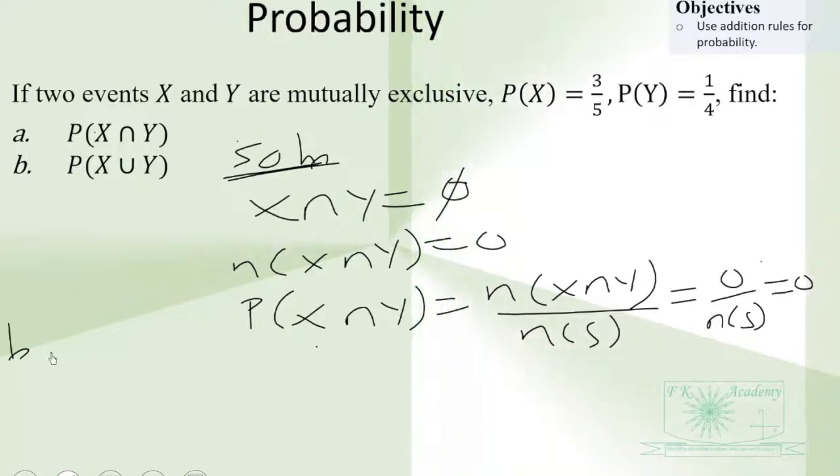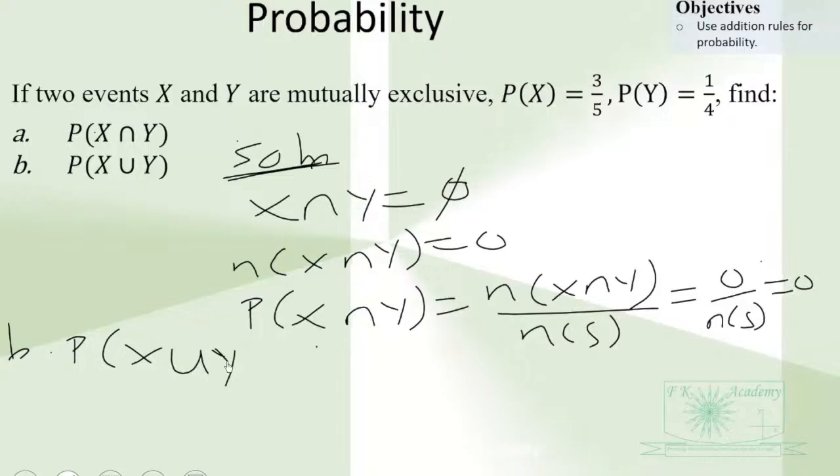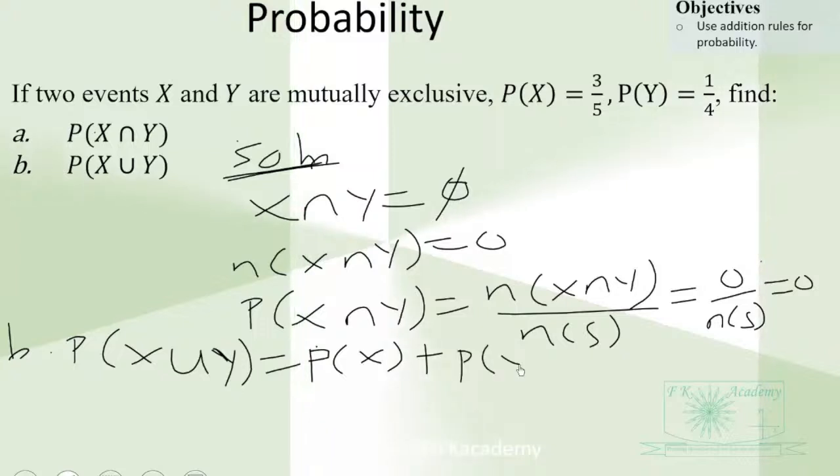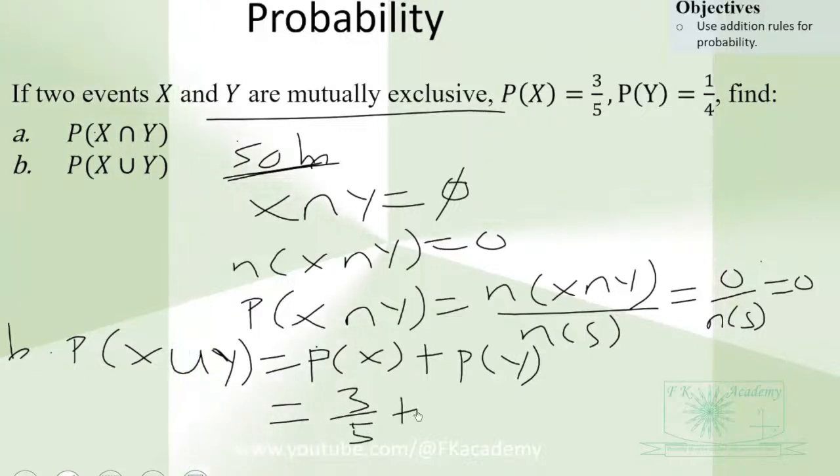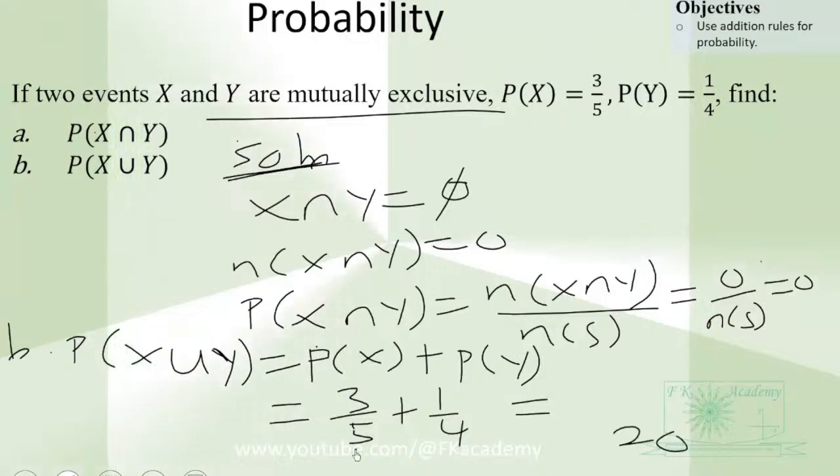Then B, probability of x or y will be equal to probability of x plus probability of y, because the events are mutually exclusive. So probability of x is 3 over 5 and probability of y is 1 over 4. The LCM is 20. So 5 into 20, 4 times 3 is 12. Then 4 into 20 is 5. 5 times 1 is 5.